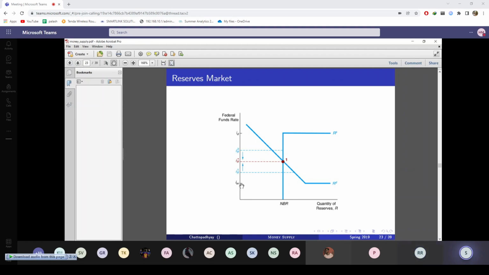Whatever deposits they have, they'll simply keep and earn interest on, because if they give a loan, they're going to get interest lower than IER. They're not going to give loans at all. So the interest rate cannot go below IER. So IER is basically the floor of the interest rate.